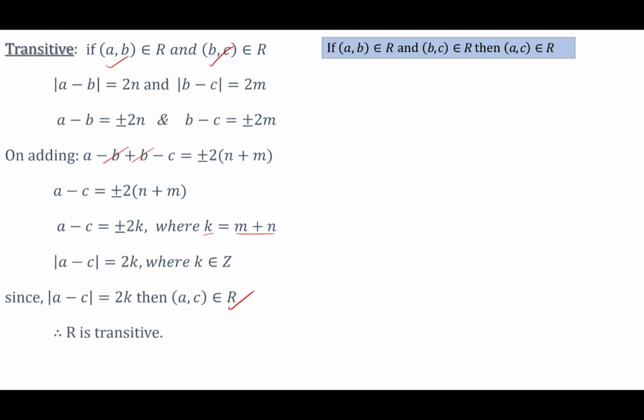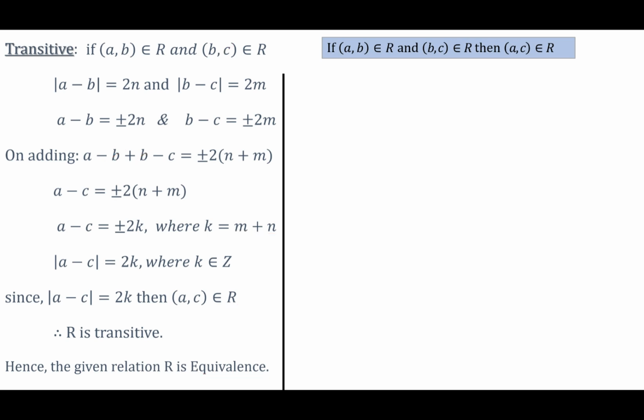Now the given relation is transitive, symmetric and reflexive, which means the given relation is an equivalence relation. That is what we had to prove.